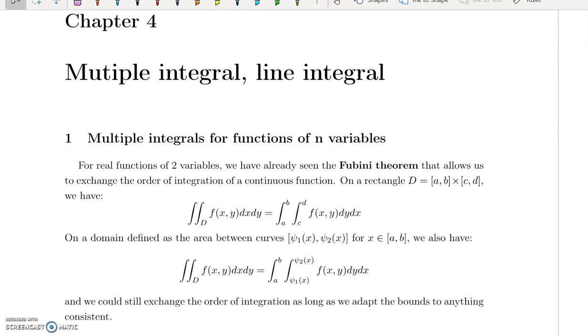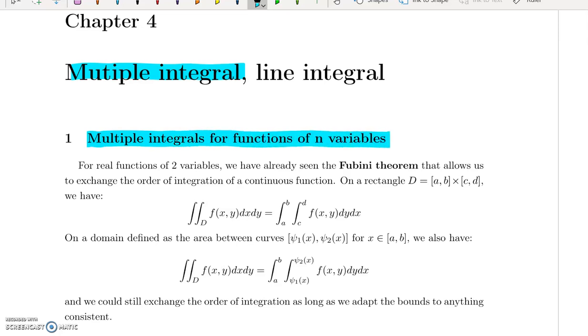So let's go for the next chapter, multiple integrals. First part, multiple integrals, and then we'll talk about line integrals after this. Let's start with some very simple things which should be reminders of what you saw last year. We're going to talk about multiple integrals for functions of n variables, but n is most of the times going to be 2 or 3. So let's talk about some simple cases.